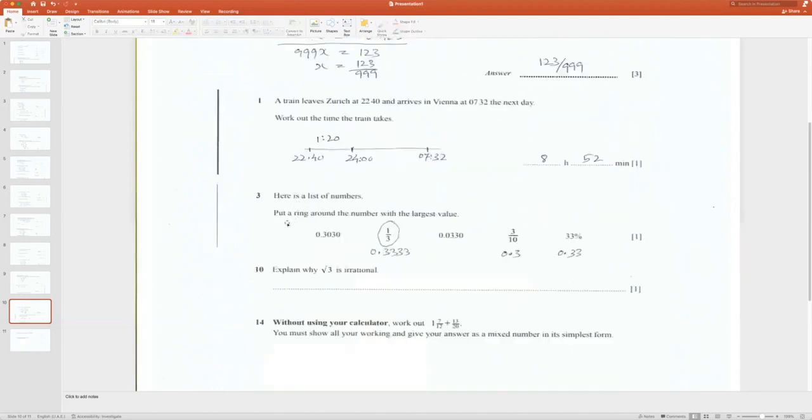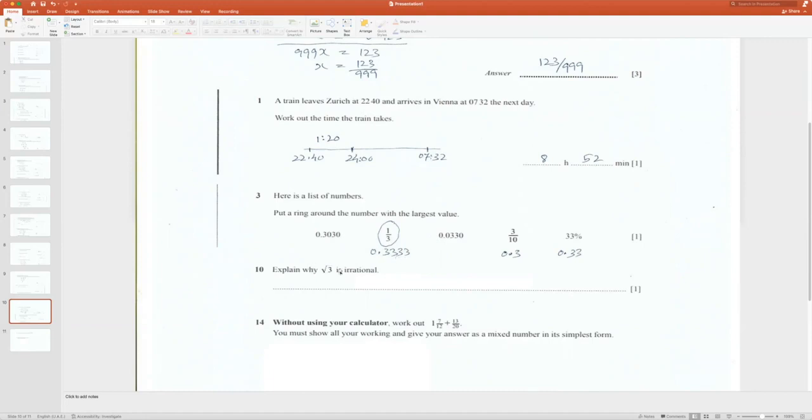Here is a list of numbers. Put a ring around the number with the largest value. So we have to simplify everything in decimal. So with this one 0.3030, then 1 divided by 3 is a recurring number. And 0.330, this one divided by 10 is 0.3, and 33% means this divided by 100, it is this value. So this is the largest value.